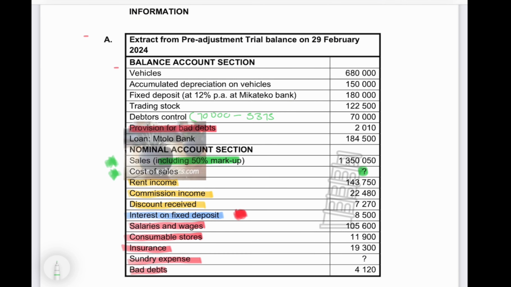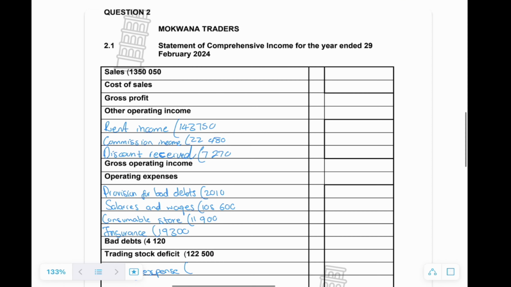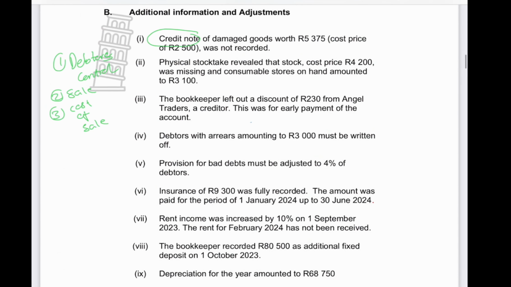Okay, so let us go to our income statement so that we can adjust it in the income statement. Okay, you get to your sale amount, which is already entered for you, and then you subtract the goods that have been returned. And the goods were 5,375. Okay, so now I said the other account which will be affected is the cost of sale. So now we have to go to the cost of sale, and what we should do is we should minus or subtract the 2,500 from the cost of sale, since we should not account for it anymore.